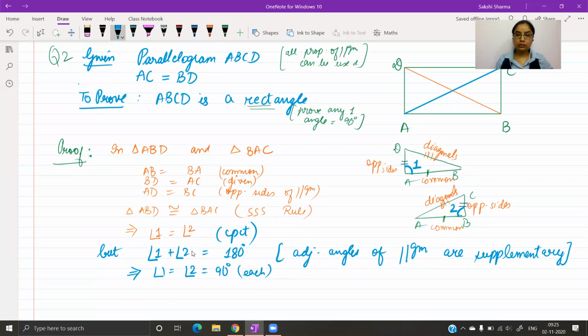You might observe one thing here, right at the last 3 steps, where I have written that angle 1 is equal to angle 2 by CPCT. The second result about angle 1 and angle 2 is that they are forming adjacent angles of the parallelogram. So they'll be supplementary. So at any given time, if there is a result where two angles are equal and their sum is 180, you can directly conclude that each of these will be 90 degrees. You don't have to prove it.